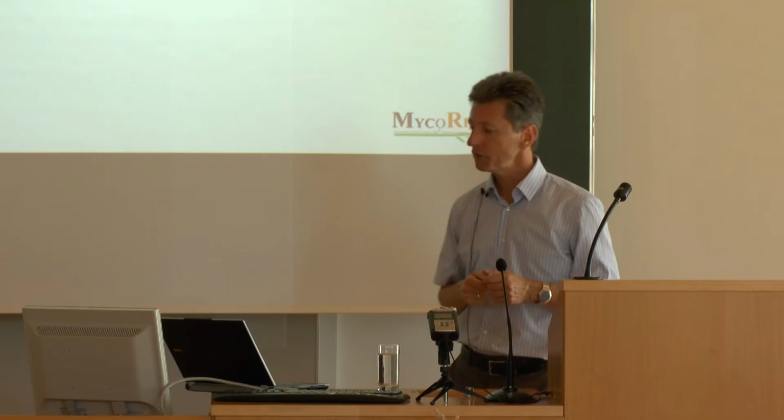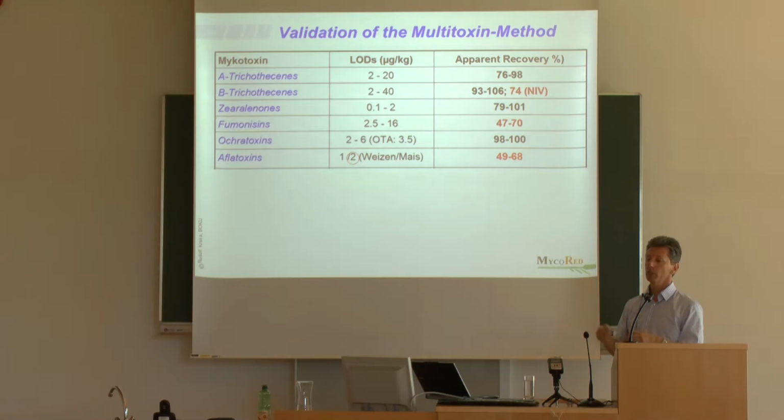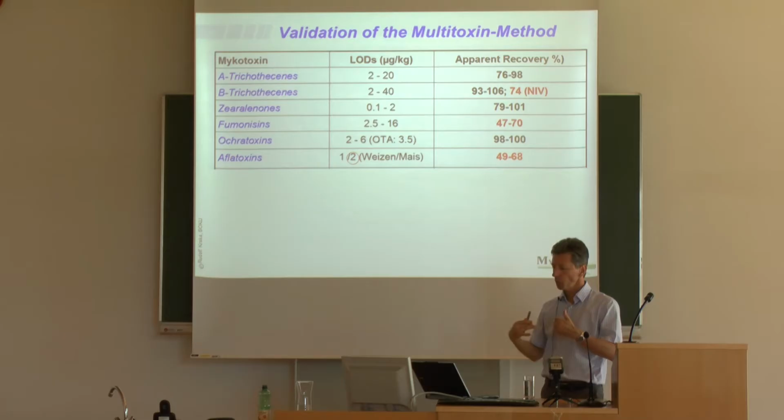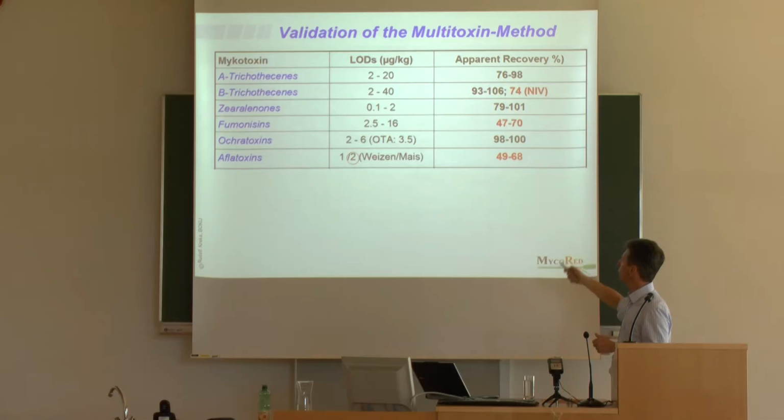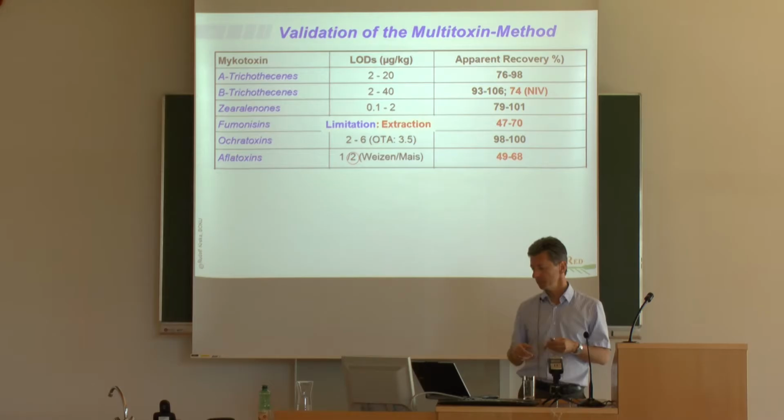What is important is proper validation of any method, also a multi-toxin method. For each of these toxins, you have to calculate LODs, LOQs, limits of quantification, and the overall so-called apparent recovery, which is all in a very convenient range, with lower microgram per kilogram for trichothecenes, only for aflatoxins a multi-toxin method has to be further optimized in order to meet the regulatory standard. Apparent recoveries, except for fumonisins and aflatoxins, are in a very good range, with the limitation for fumonisin being the extraction procedure, which is not as complete as it should be.